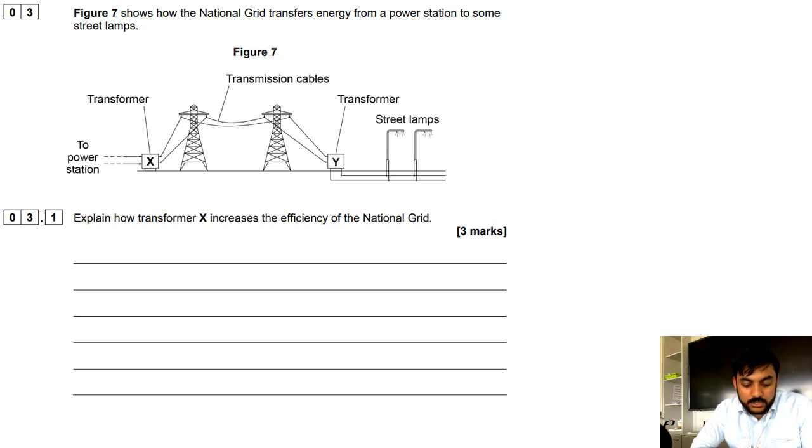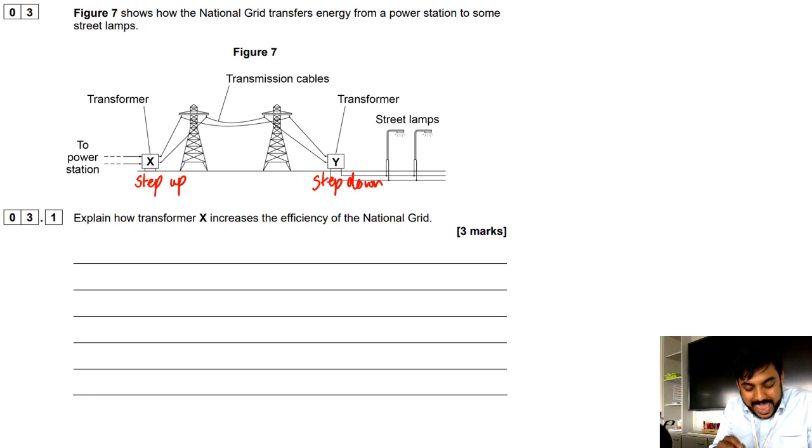Figure 7 shows how the national grid transfers energy from a power station to some street lamps. Explain how the transformer X increases the efficiency of the national grid. Let's label the national grid. From the power station, it goes into the first transformer, which is called a step up transformer, and then goes into the transmission cables, which are on pylons, and then goes into this next transformer, which is the step down transformer. Then it goes into street lamps or houses or companies.